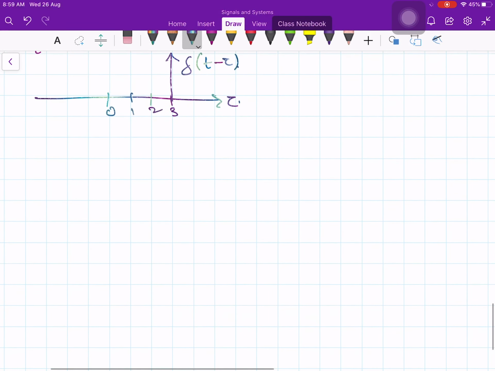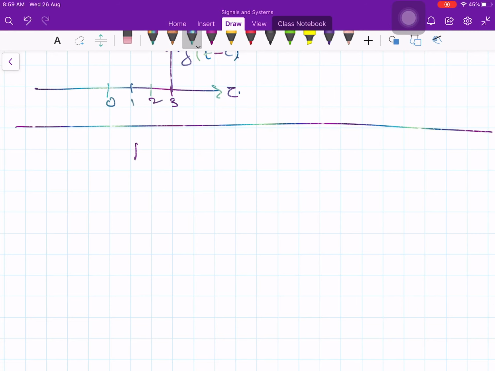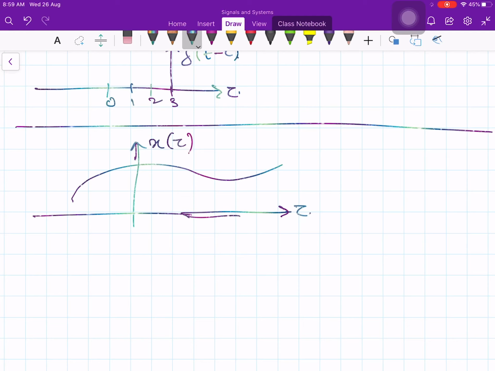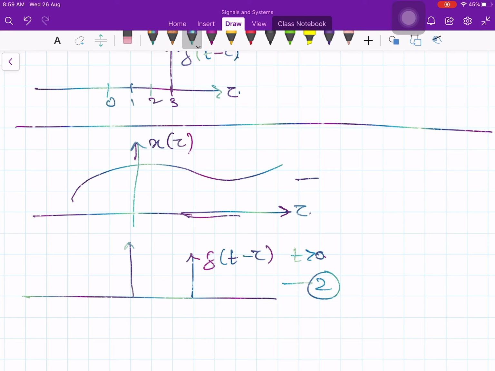So you have x of t like this. Let me call it x of tau. This is tau. Then your shifted impulse will be somewhere sitting, let us say here, del of t minus tau, where t is greater than 0. Now you multiply, let us say this is the first one, 1 and 2. Okay, so this point is time t, and here also this point is t, and corresponding to this point the value of the function is x of t.